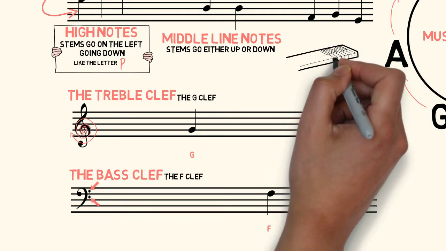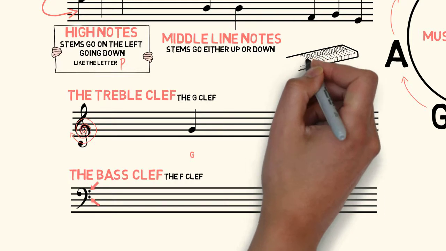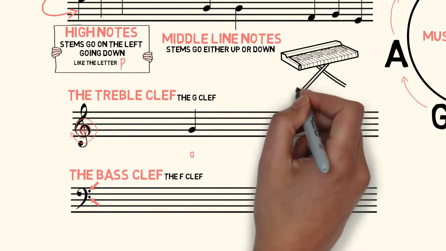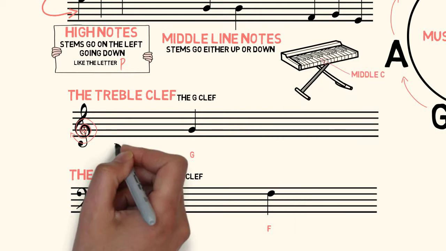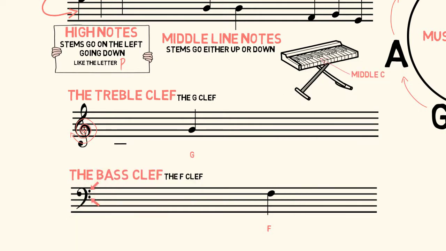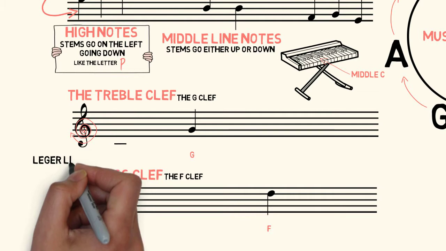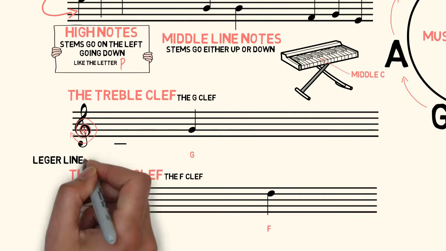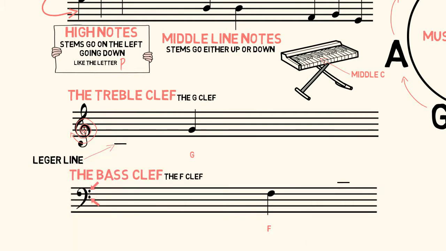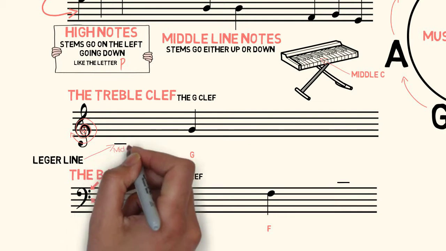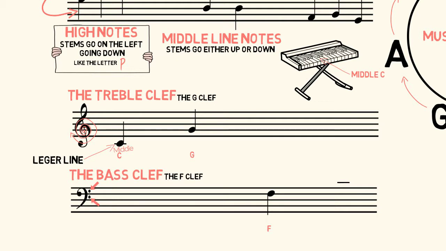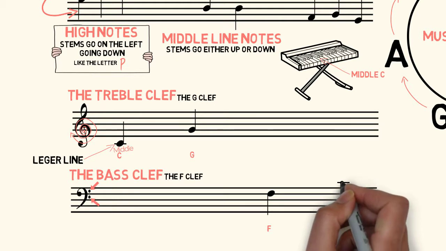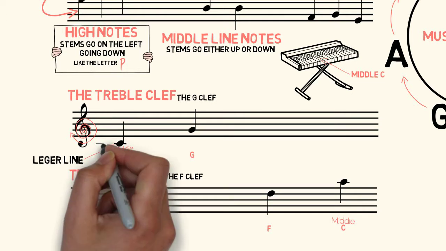Middle C is a note you can usually find in the middle of a keyboard or piano. On the treble and bass clef, it sits on a ledger line. Ledger lines are like an extension to the stave and are written the same distance away from the stave as the stave lines. On the treble clef, middle C is written on a ledger line below the stave, like this. On the bass clef, middle C is written on a ledger line above the stave, like this.